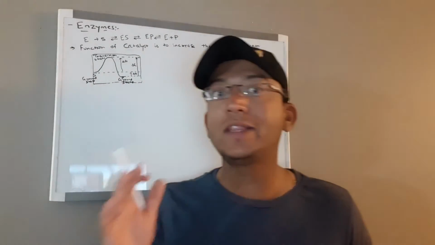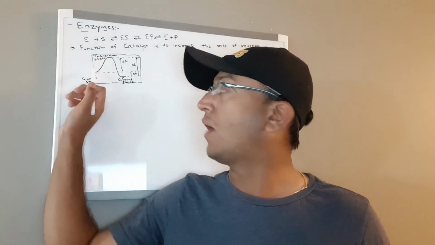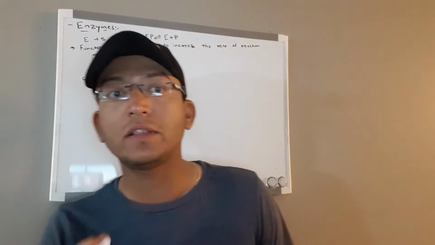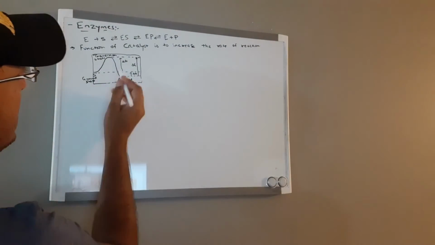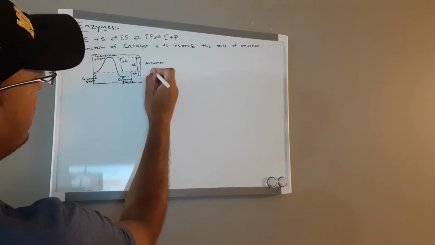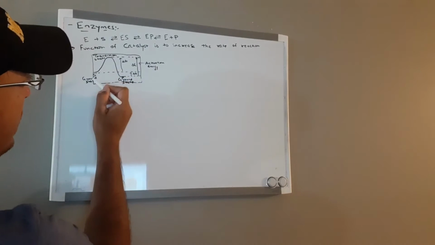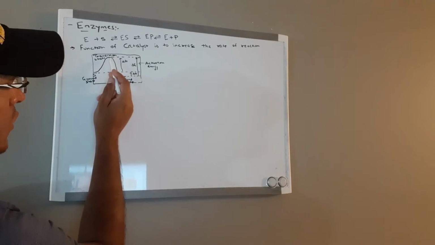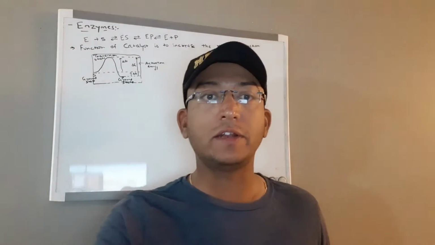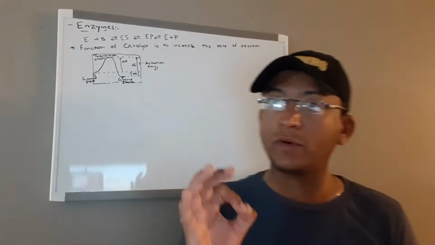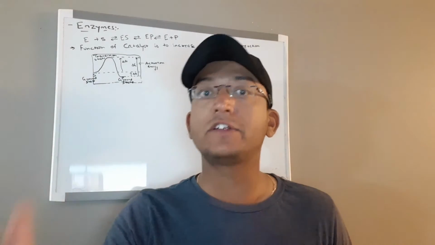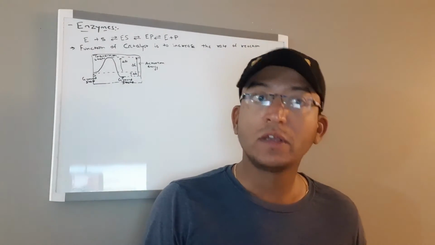So the difference between the energy level of the ground state and the transition state is the activation energy, right? So this we can say as the activation energy. So the difference between the ground state and the transition state, that is the activation energy. So the rate of a reaction reflects this activation energy. A higher activation energy corresponds to a slower reaction, right?